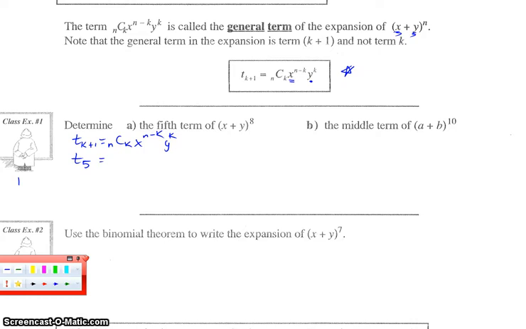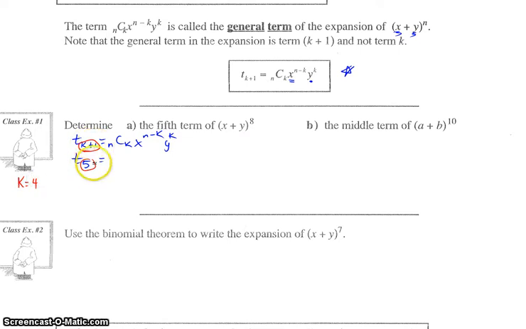If you compare that to the formula, that would mean that k plus 1 would have to be 5, which means k would equal 4, right? 4 plus 1 is 5. And then we know our n is the exponent on the original thing, so n is equal to 8. All right, we are ready to sub things in. N is 8, k is 4, so 8 choose 4.